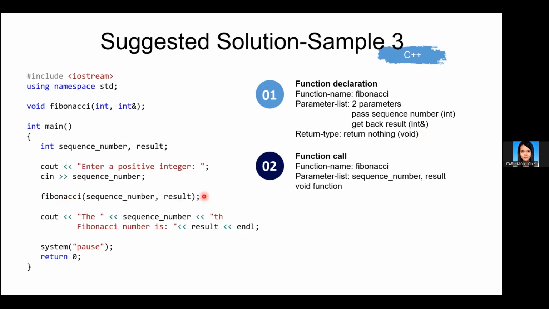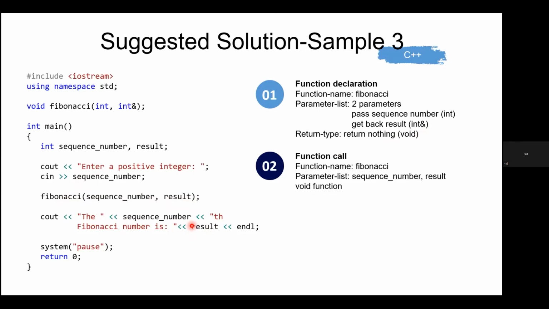And then after that, we have to put in the parameters that we are going to pass down to the function. So what are the parameters that we are going to pass down to the function? The first one, the sequence number, and then the result, because we want to get back the updated value stored in this result variable. All right. Once we're done, we can print out the final Fibonacci number.